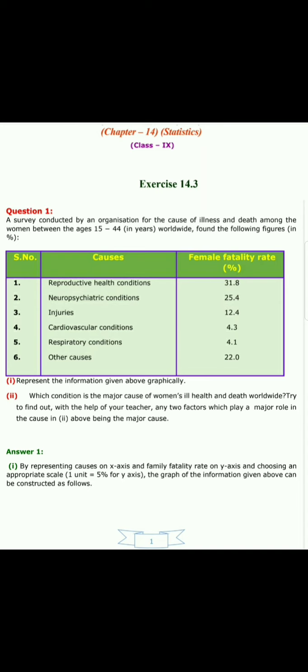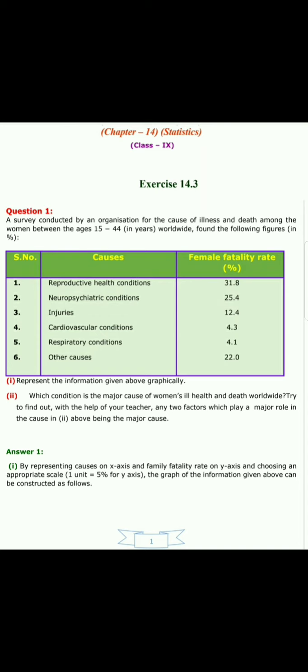What we have to do is represent the information given above graphically. The second part of the first question is: which condition is the major cause of women's ill health and death worldwide? Try to find out with the help of your teacher any two factors which play a major role in the cause in second and above being the major cause.